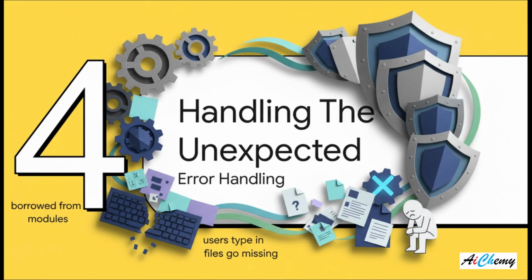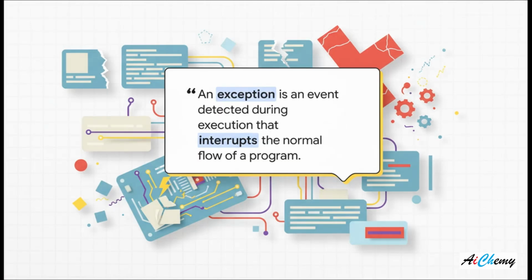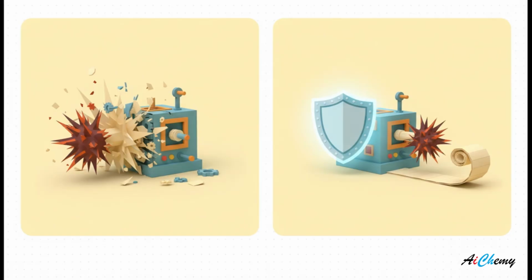So we can build our own functions, and we can borrow from modules. Now for the last piece of the puzzle, putting some armor on our code. Because, let's face it, in the real world, things go wrong. Users type in weird stuff, files disappear, and our programs need to handle that without just crashing and burning. The technical term for when something goes wrong is an exception. It's basically an event that just stops your program dead in its tracks. And if you don't have a plan to handle it, that interruption means a full-blown crash and a really unhappy user.